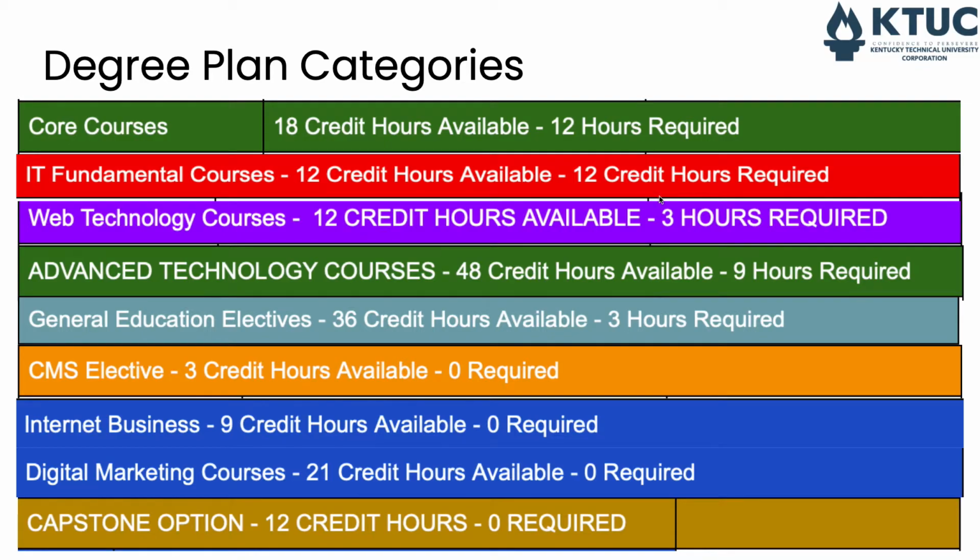When you see the next category down, web technology courses, you'll see 12 credit hours are available here, but only 3 are required. So more than likely there are 4 courses available and you only have to take 1. You can see the credit hours available versus the credit hours required listed for each one of the different categories.